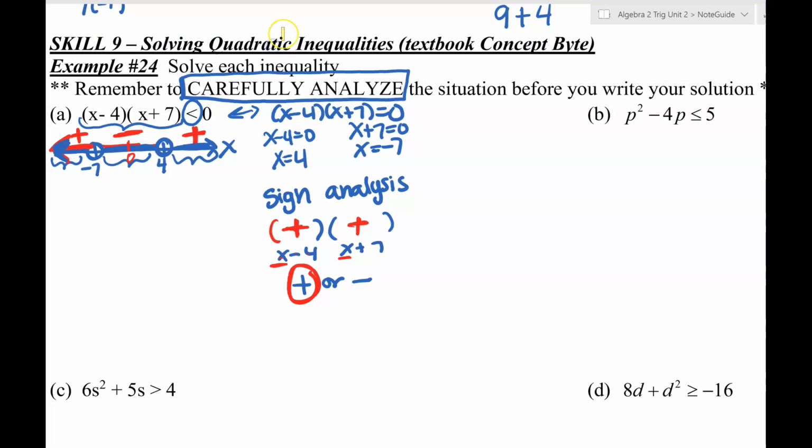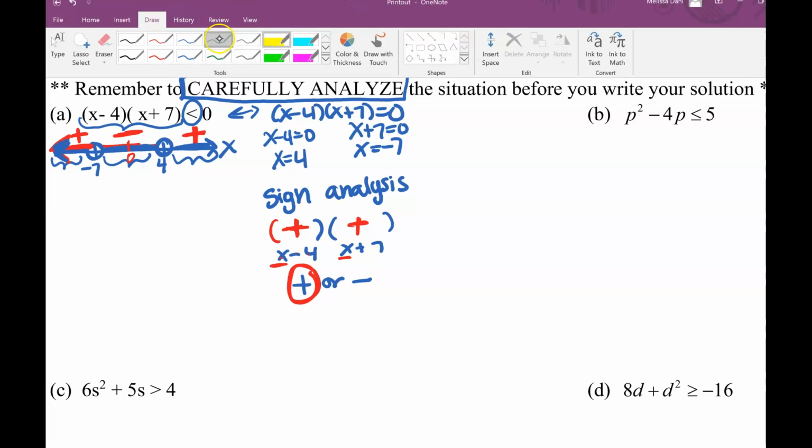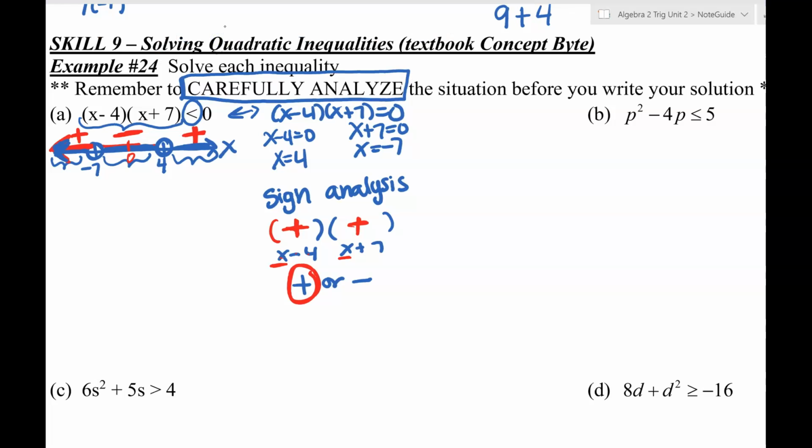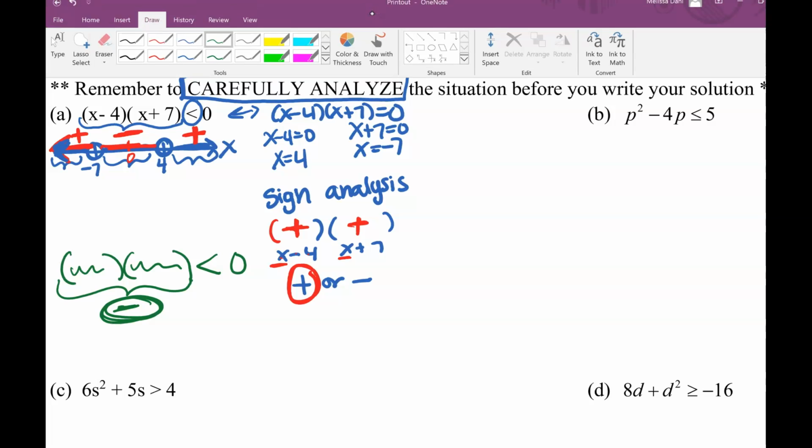So now, which part contains my answer? Look carefully at the problem. What are you trying to get? Your inequality says you have something times something that you want to be less than 0. The kind of numbers that are less than 0 are negative numbers, meaning I want this multiplication problem over here to be negative. Those are the ones that fit this type of inequality and will show me my answers.